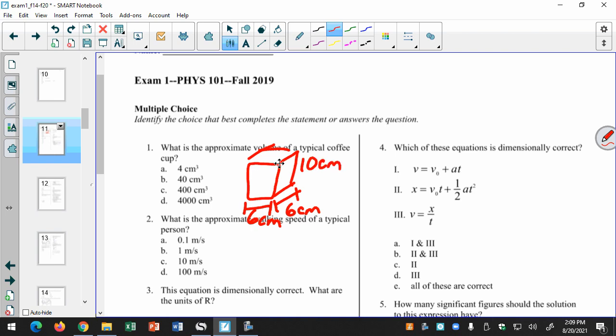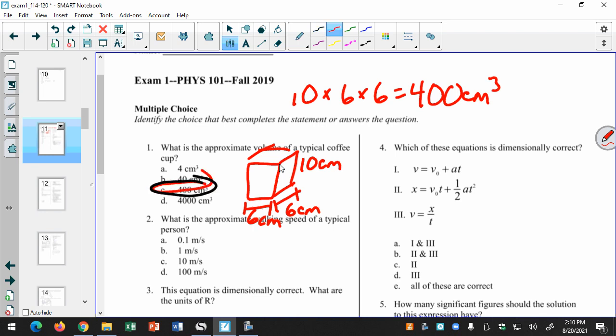I'm just sort of throwing numbers around, and then when I get a result, I'm going to look at the options that I give you that are all different by a factor of 10, and pick the one that's closest to that. So I have 10 times 6 times 6, that's 10 times 36, or 360, or 400 cubic centimeters. So the one that's closest to that is going to be C.